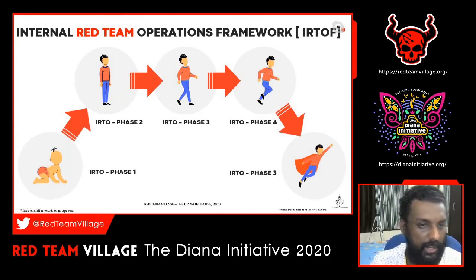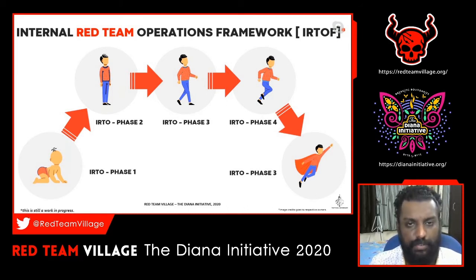Here is a very quick diagram. This is still a work in progress. We have created something called the internal red team operations framework, which can be said as IRTOF. We devised the functions or activities of the internal offensive team into five different phases here. You may have seen the picture from the Superman movie or something, from the crawling stage to the flying stage. We took the idea from there, and based on that, we have divided the actual operations into five different steps.